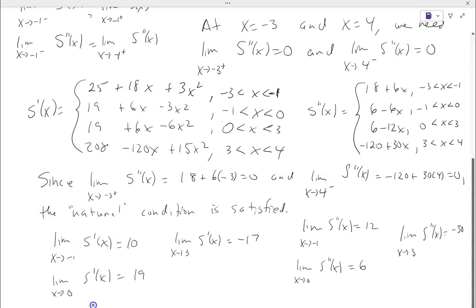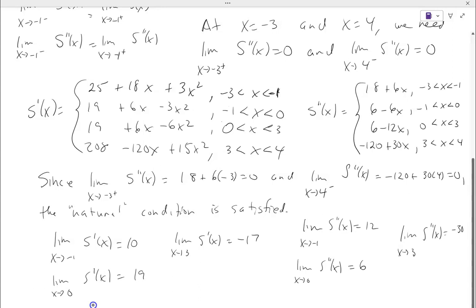That's all we're doing. If a problem asks you to check something is a natural cubic spline, this is what you need to check. If it doesn't satisfy those conditions, then it is not a natural cubic spline, and you should be able to explain why it's not, how it fails to be a natural cubic spline. Does that make sense?